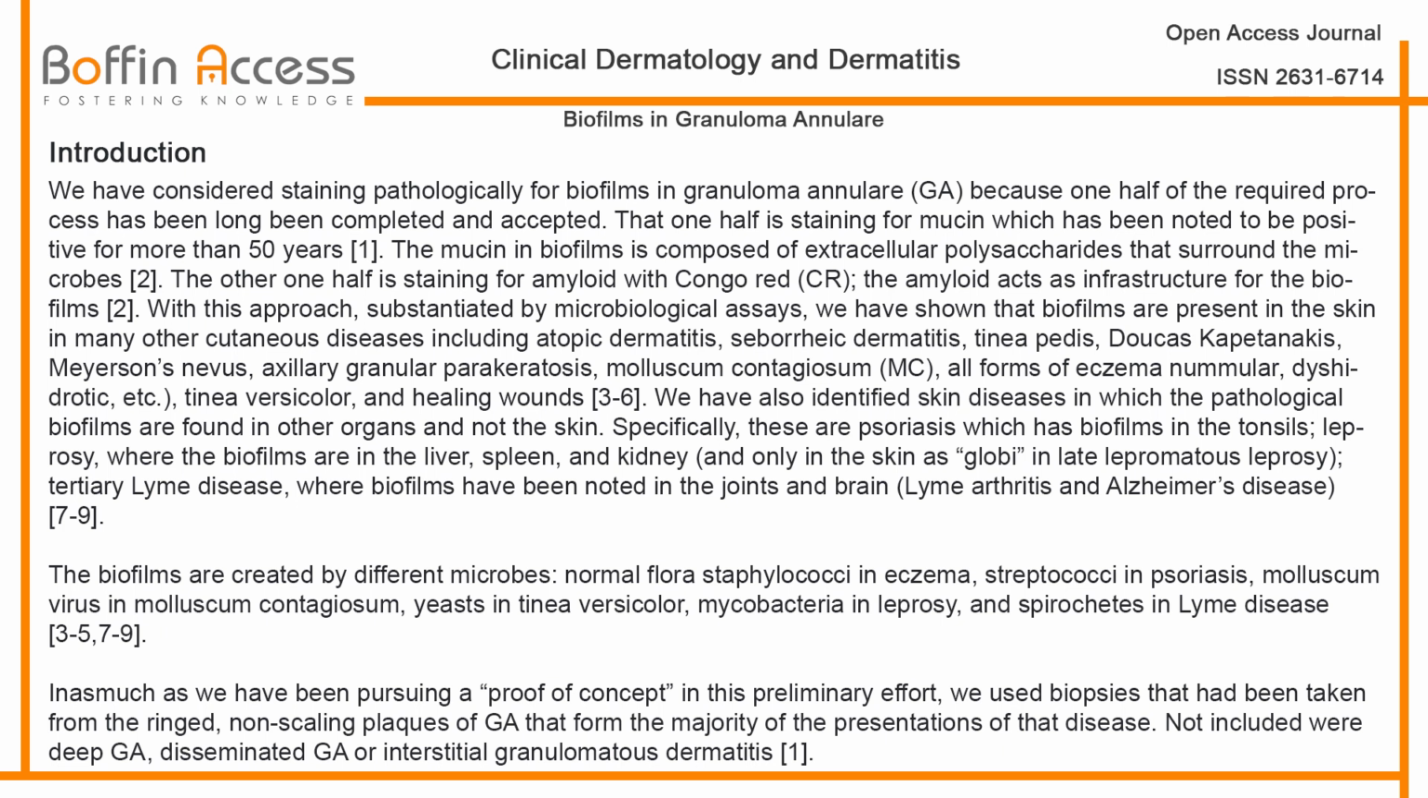We have also identified skin diseases in which the pathological biofilms are found in other organs and not the skin. Specifically, these are psoriasis, which has biofilms in the tonsils, leprosy, where the biofilms are in the liver, spleen, and kidney, and only in the skin as globi in late lepromatous leprosy, and tertiary Lyme disease, where biofilms have been noted in the joints and brain, Lyme arthritis and Alzheimer's disease.